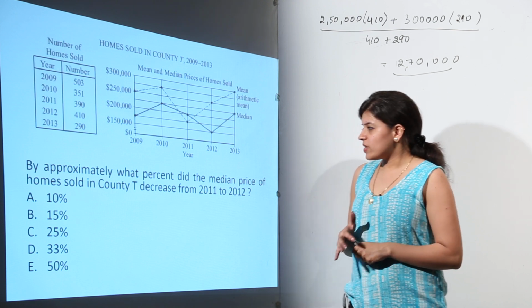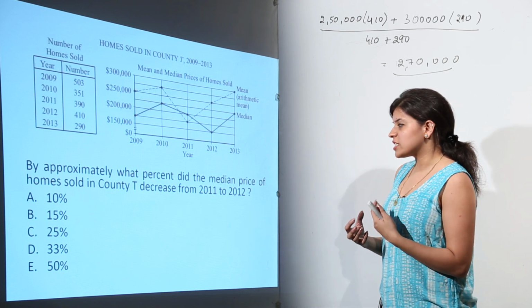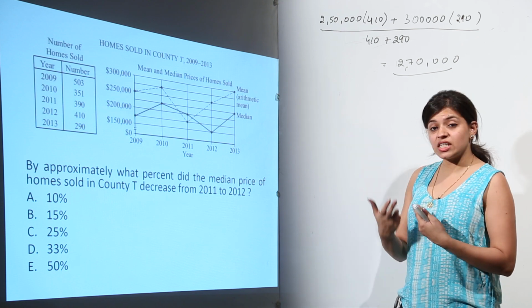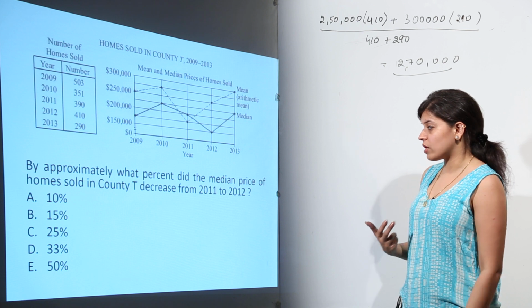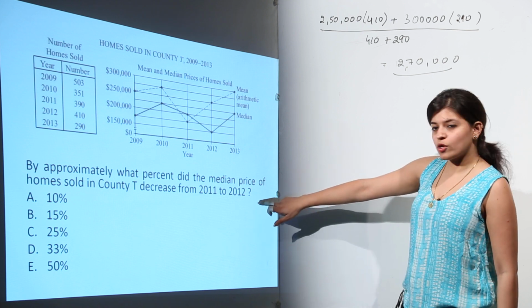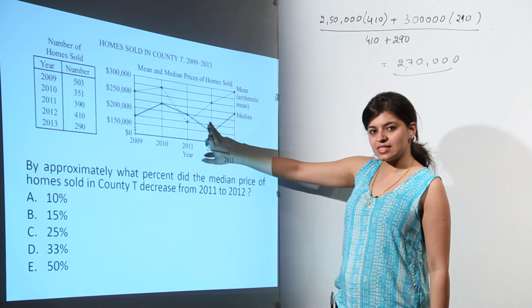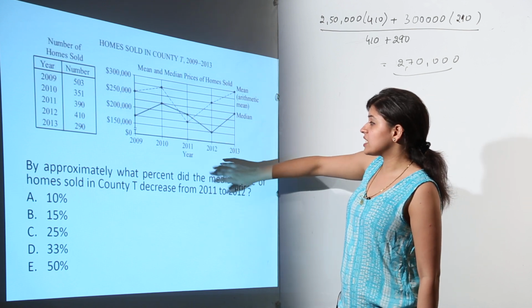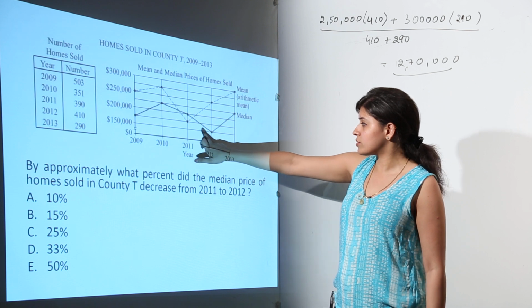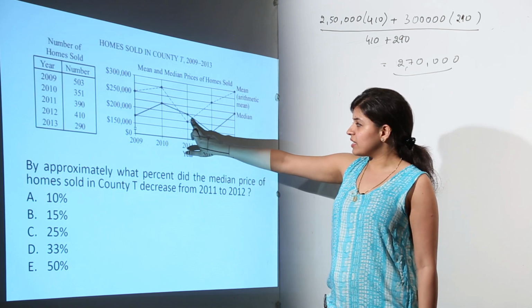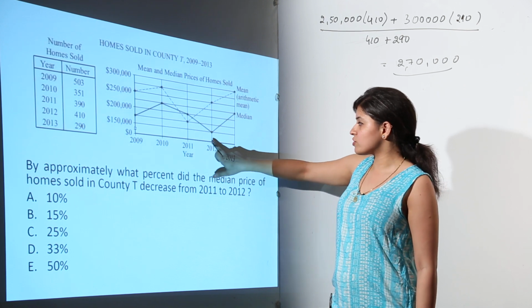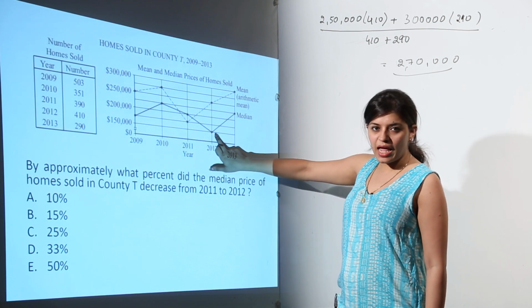Okay. The next question says, by approximately what percent did the median prices of the homes sold in country T decrease from 2011 to 2012? In this case, the question is talking about the median. That means this hard line. We can clearly see that the median is decreasing. In 2011, the median was 2 lakh, and in 2012, the median became 1,50,000.